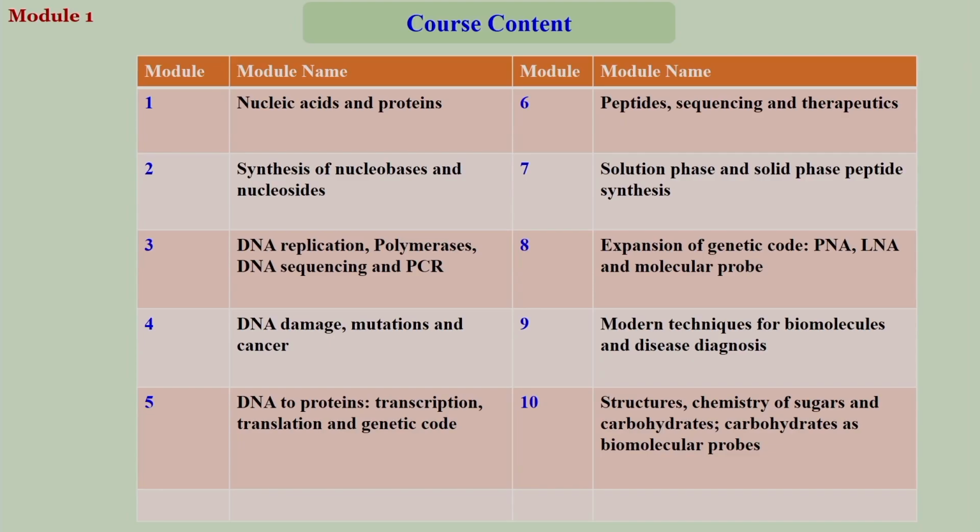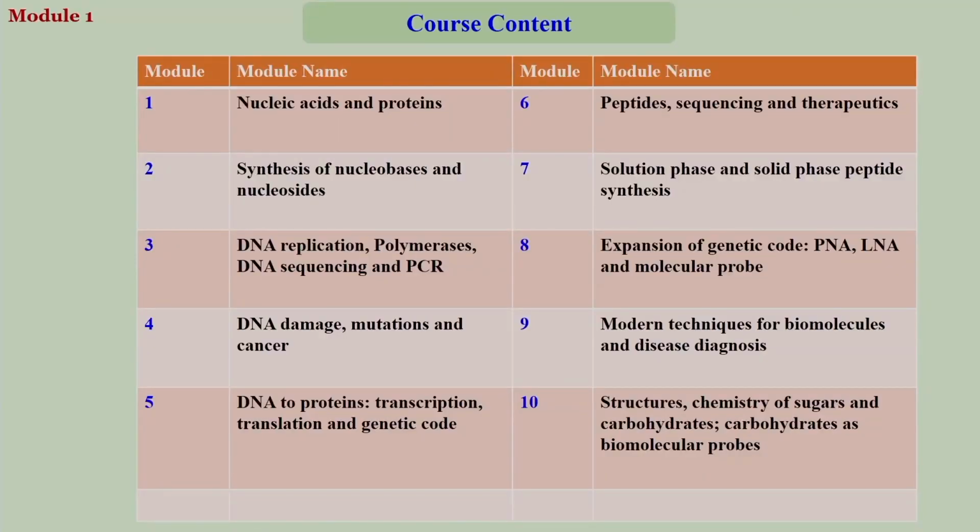Module number 9 is modern techniques for biomolecules and disease diagnosis. Nowadays we use a lot of good techniques and a lot of tools. There can be chemical tools, biological tools, or instrumental techniques to study the various aspects of biomolecules and to study diseases also. So, I will cover some of the important techniques that are vital for chemical biologists as well as biochemists. Number 10 is the structure and chemistry of sugars and carbohydrates, how we can synthesize the carbohydrates and what the applications of carbohydrates in biology are. So, this is roughly the course content.